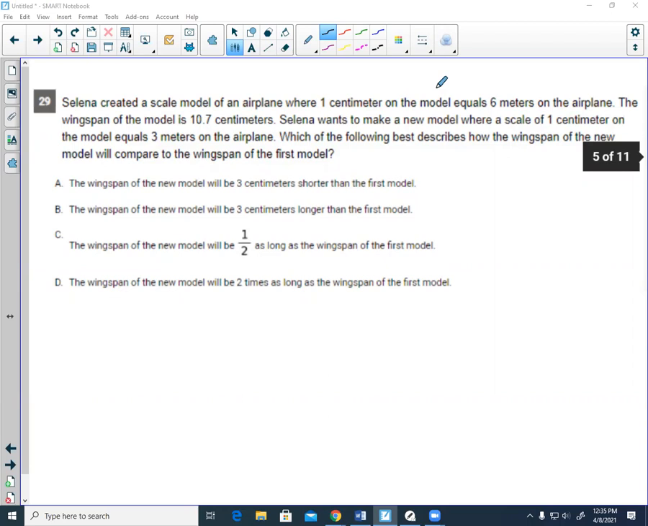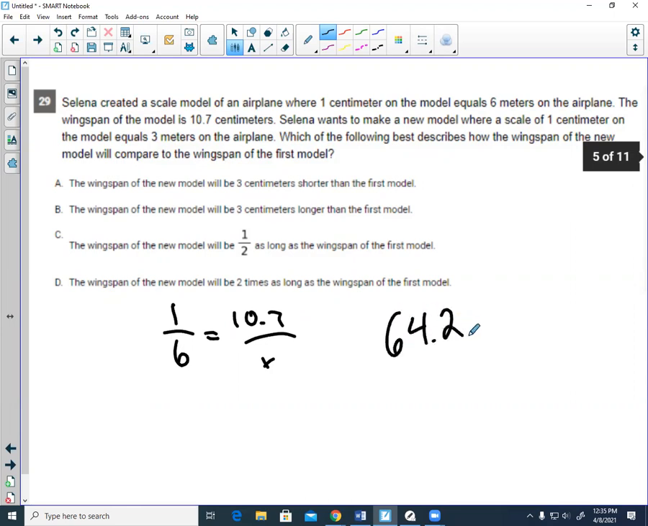If I realize at the very beginning, it tells me that she has a model that has a scale of 1 to 6. And then she says that the wingspan of her model is 10.7. How long is the actual model itself? This will take us seconds to figure out, right? I think it turns out to be like 64.2.